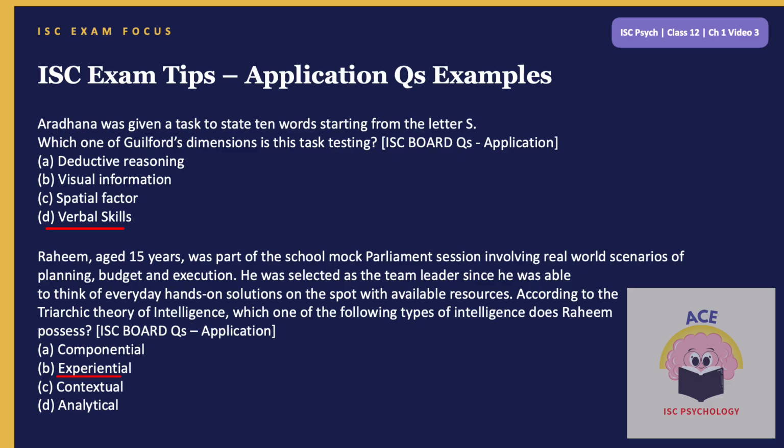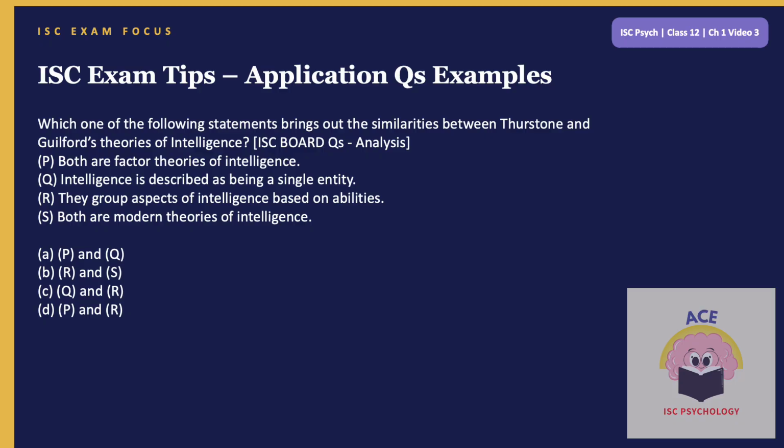Let us look at another example. Which one of the following statements brings out the similarities between Thurston and Cattell's theories of intelligence? P. Both are factor theories of intelligence. Q. Intelligence is described as being a single entity. R. They group aspects of intelligence based on abilities. S. Both are modern theories of intelligence. And you have a combination of options. Again, pause and think. This is not memory, this is comparison.